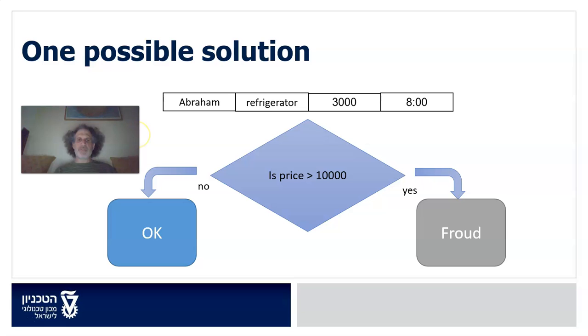So here is one possible solution. We can say that if the price is greater than 10,000 shekels, then this is a fraud, and if the price is less than 10,000 shekels, then this is okay. And this number, the 10,000, might come from domain experts who know what the buying habits of people are.